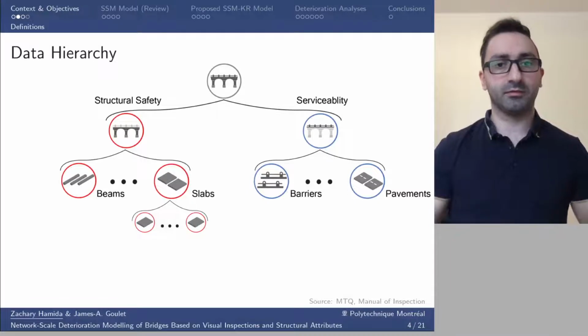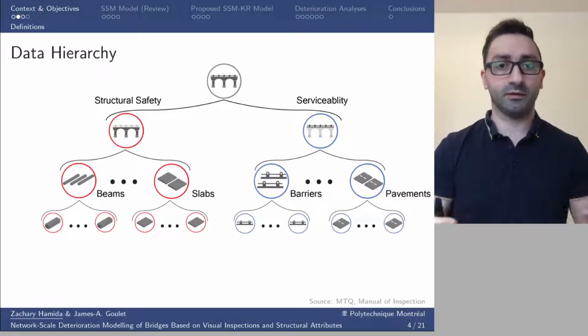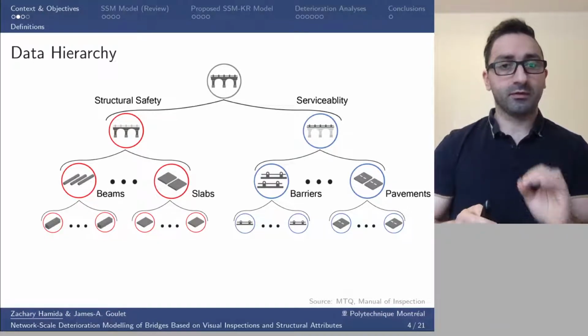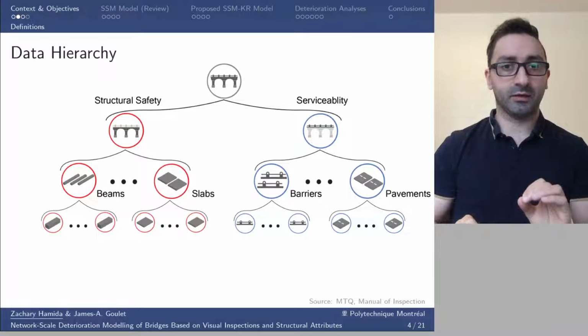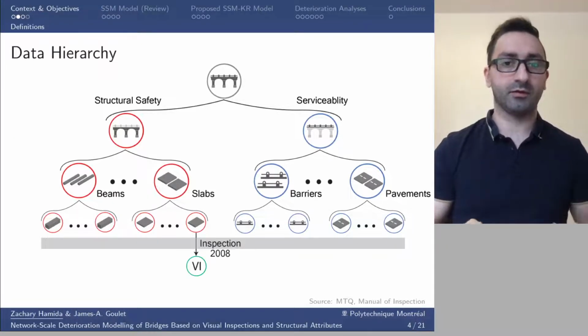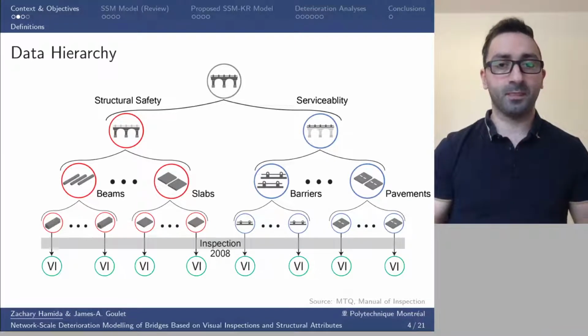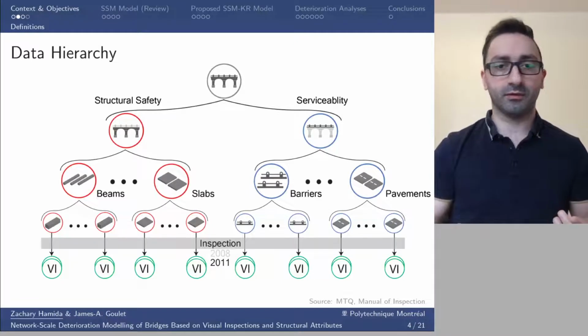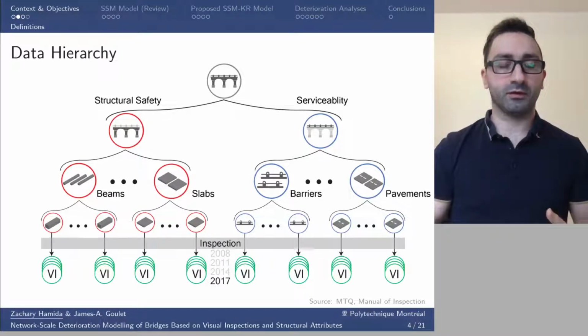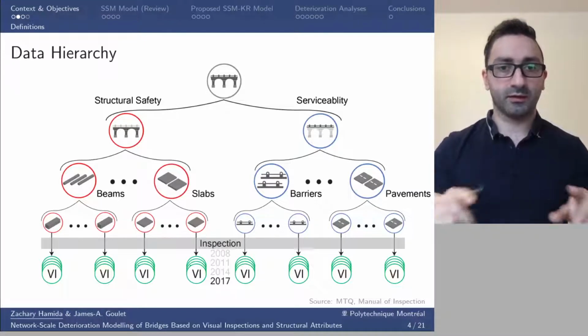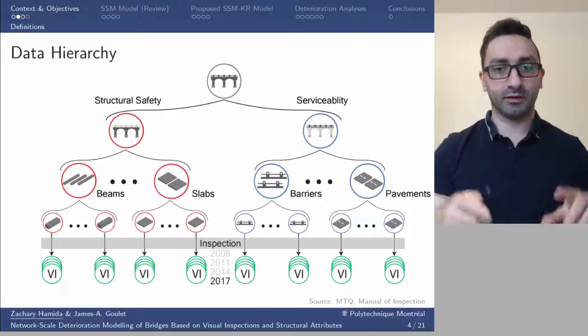Now, each one of these categories is composed of a number of elements. So there could be 3 slabs within a bridge and 20 beams and so on for each one of these categories. Now, visual inspections are performed directly on the structural elements. So at a given year, let's say 2008 for this particular bridge, the visual inspections are performed on the structural elements of this bridge. And visual inspections in general are performed on a yearly interval. So it could be every 1 year or 2 years or up to once every 4 years. In this case, every 3 years we have another round of inspections, and it carries on for all structural elements.